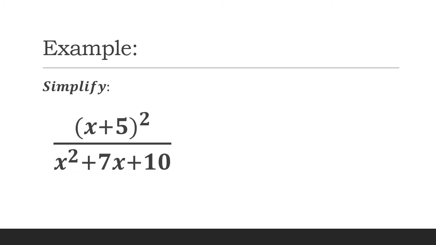Second example, simplify quantity x plus 5 squared over x squared plus 7x plus 10. So, ang una natin gagawin is kailangan may makancel. So, ifa-factor natin yung numerator at denominator kung saan kapag may magkapareho, ika-cancel natin. Ang factors ng x plus 5 quantity squared ay x plus 5 times x plus 5. Ang ibig sabihin nitong squared dito ay imumultiply sa sarili ng dalawang beses. Kaya x plus 5 times x plus 5 yan.